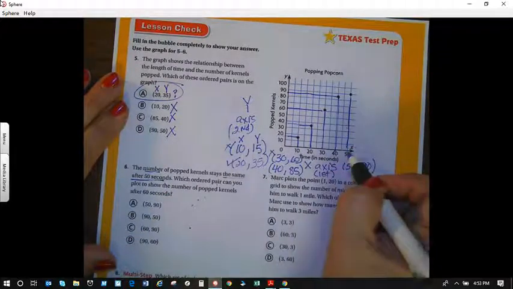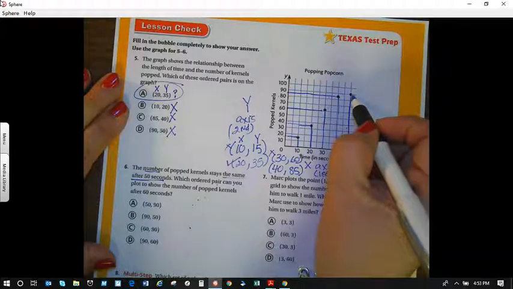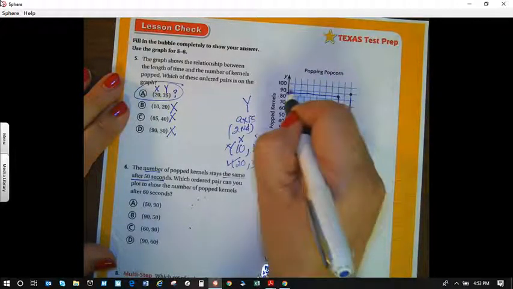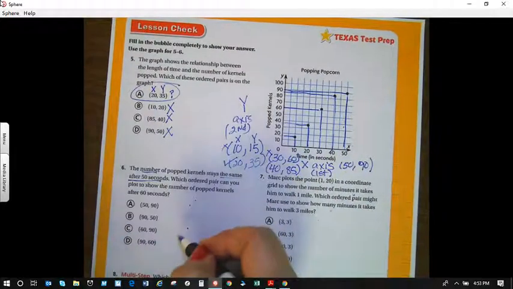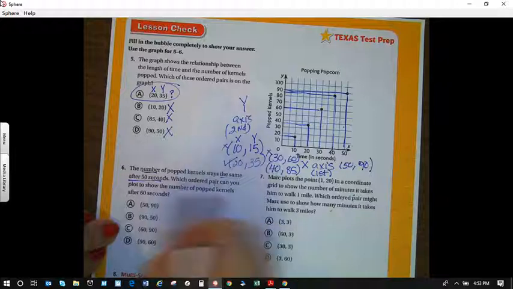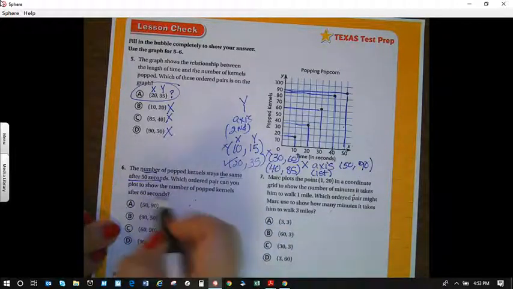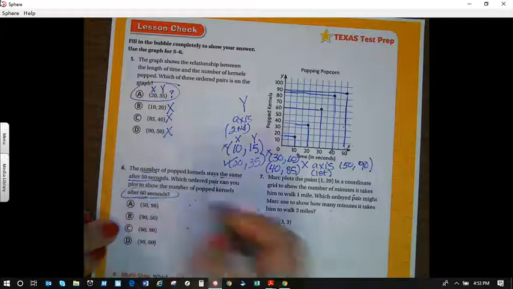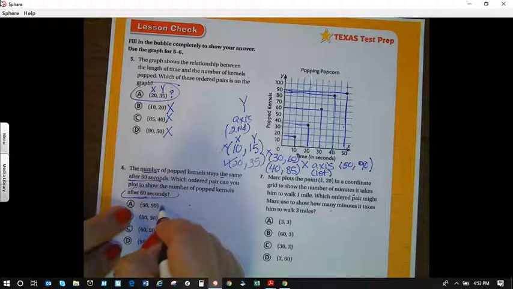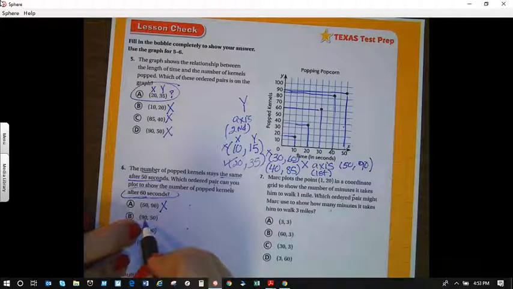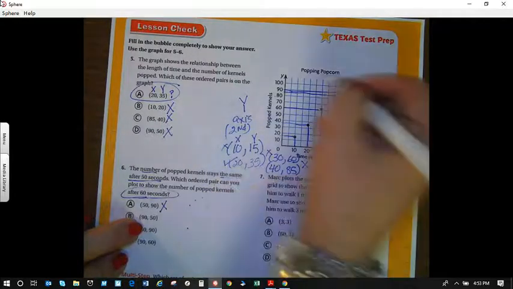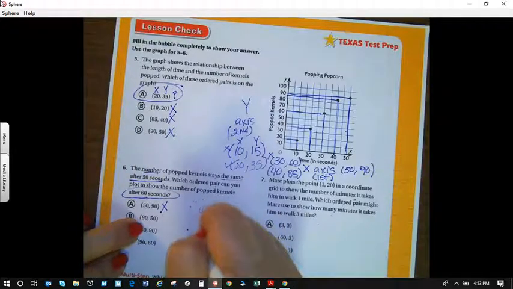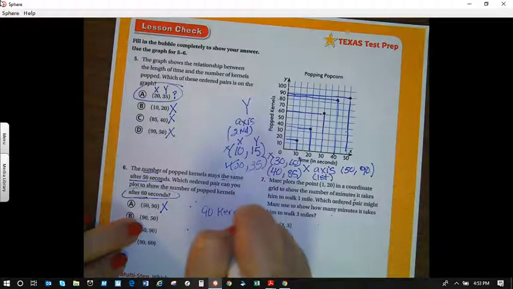So if we had 50, 90, if 90 kernels were popped right here at 50 seconds, and my 90 kernels are going to stay the same, which ordered pair can plot to show the number of popped kernels after 60 seconds? Okay, well, this one here, nope, that's not after 60, so that's not going to work. It says that the number of popped kernels stays the same. Well, we popped 90 kernels, so this is what we're looking for.